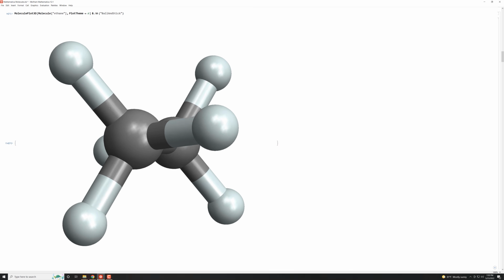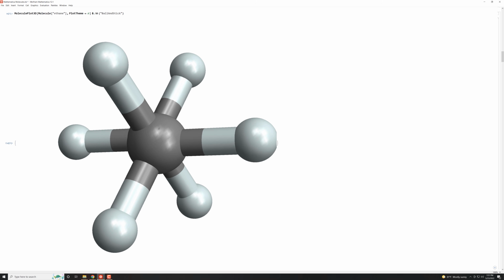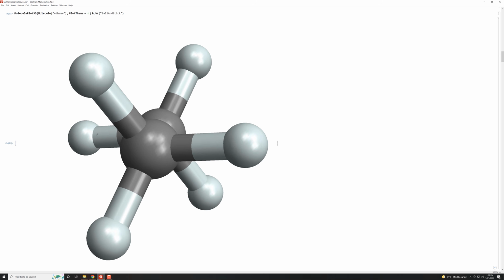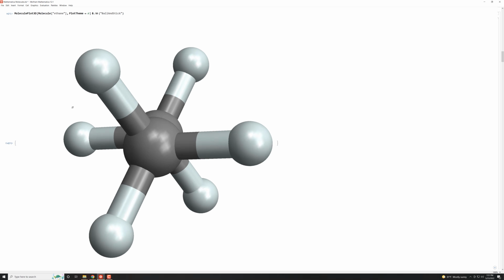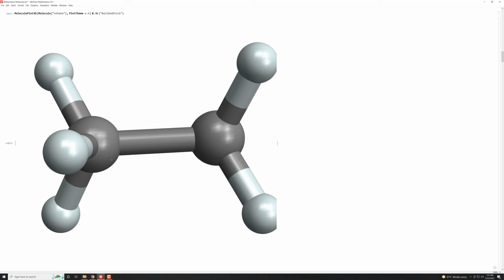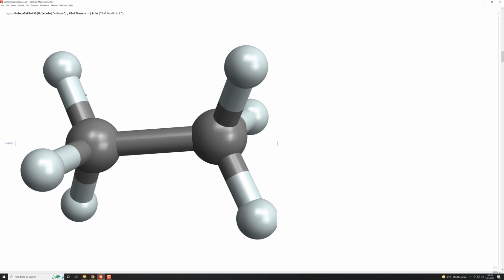So again, notice that the hydrogens are not exactly lined up when you look at them end on. We're going to talk about why that is in a minute, but you can see that it's very easy to understand. 2 carbons connected by a single bond. Each of the carbons is, again, connected to 3 hydrogens. All right, now let's go on to the next one.